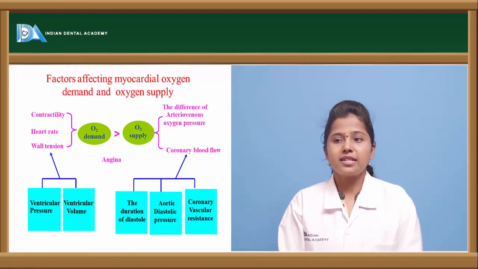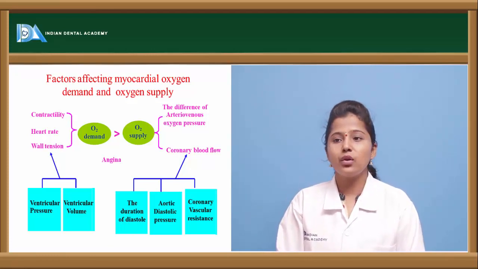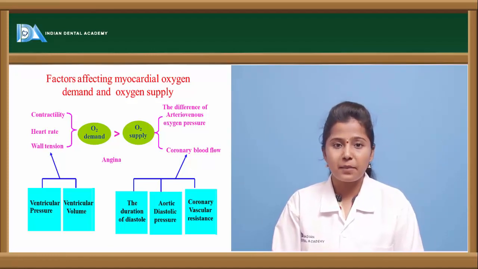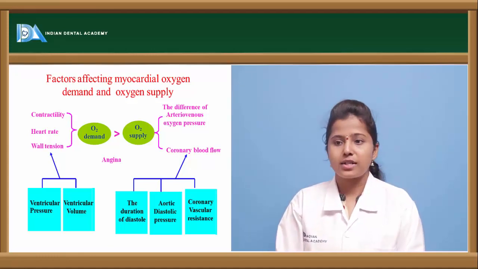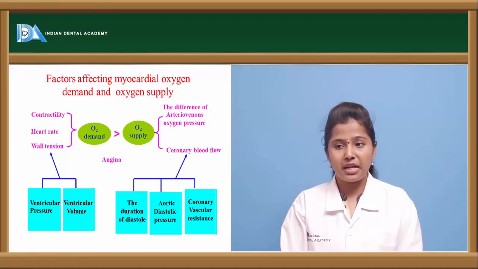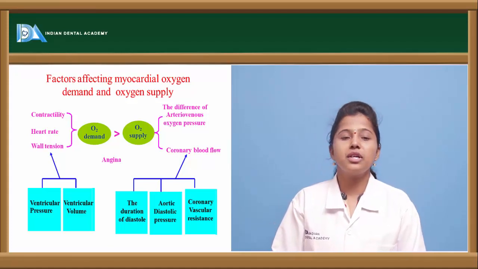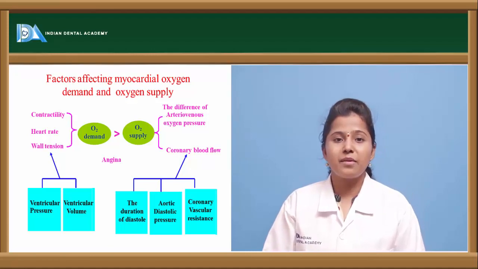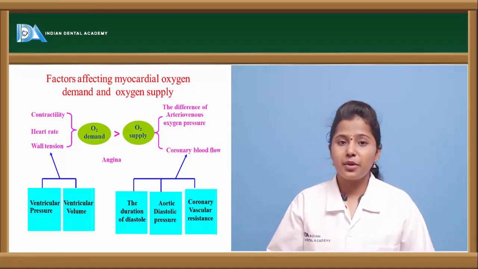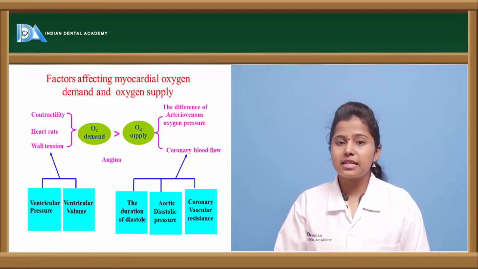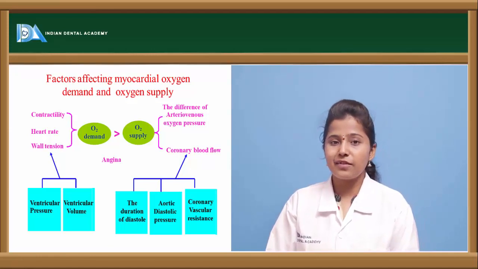And the other factors include the difference of atriovenous oxygen pressure, the difference of the atrial as well as ventricular pressure, or the oxygen or blood supply between the atria and ventricles, the pressure exerted by this blood. This can cause changes like the duration of the diastole can be increased, or the aortic diastolic pressure exerted by the arteries can be increased, or coronary vascular resistance, that is, the blood flow can be resisted or cannot be in a proper manner because of the differences in the oxygen pressure between arteries and ventricles. Because of all these reasons, coronary blood flow will be improper. Because of that, oxygen supply will be less in the case of angina.